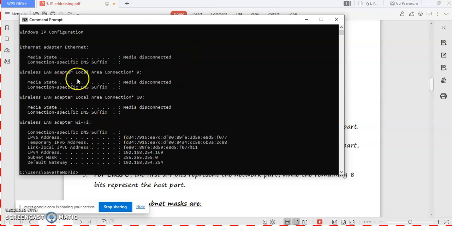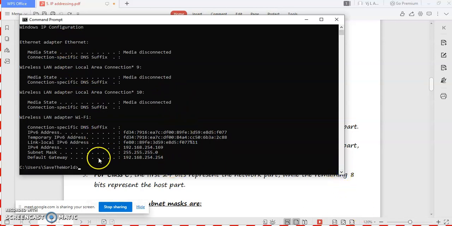So, gamit ako kay wireless. So, if you check, I have an IP version 4 address of 192.168.254.169. So, I am at the 169 host.